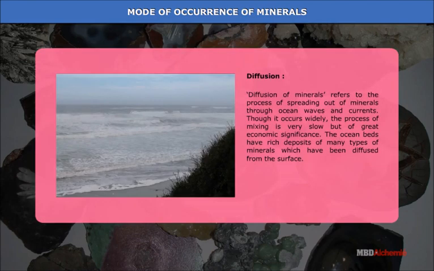Diffusion. Diffusion of minerals refers to the process of spreading out of minerals through ocean waves and currents. Though it occurs widely, the process of mixing is very slow but of great economic significance. The ocean beds have rich deposits of many types of minerals which have been diffused from the surface.